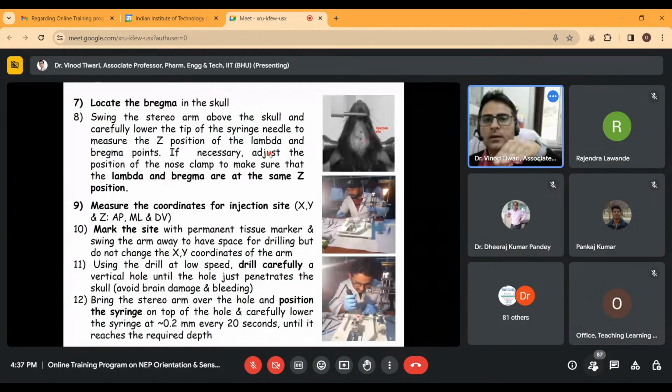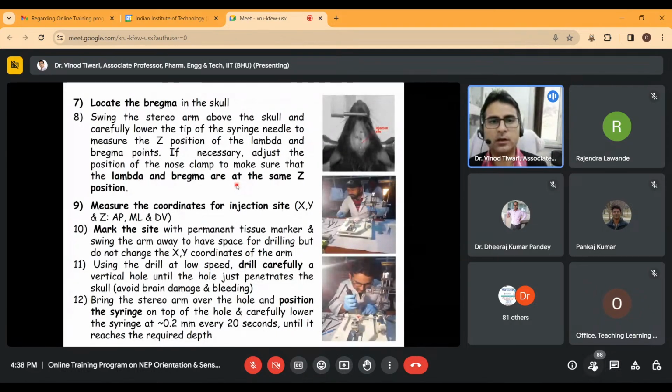You cannot judge it with the naked eye. With the naked eye, you may be thinking that, okay, the animal head is straight and injection will be perfect, but this is not the case. You have to accurately measure in millimeters, even in points. If it is 3.4 mm, you can do plus minus 0.01, but not more than that. So you have to make sure that lambda and bregma are at the same level when you're measuring it with the dorsoventral position.